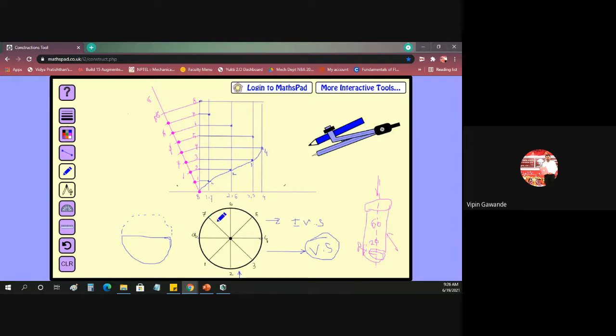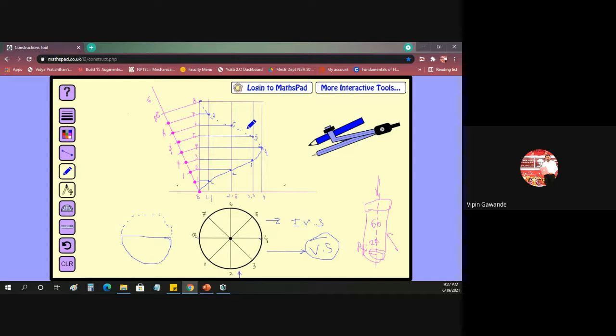So 5, 6, 7, 8. This is 5, then this is 6, this is 7, and this is 8. So from 4, the points 5, 6, 7, and 8. This total semicircle is invisible, that is, not visible. So here you have to draw what? The invisible part is joined by means of the dotted line. So here you have to draw the dotted line like this.